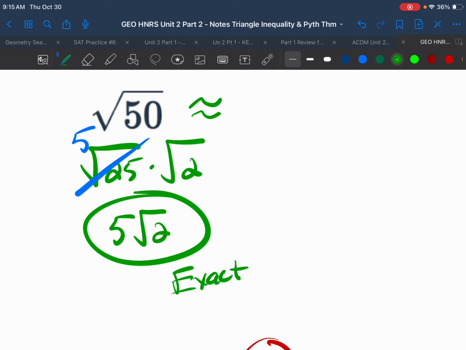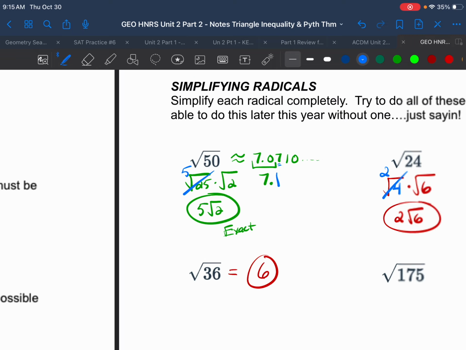This would be left exact and simplified, whereas if I just take my calculator and take the square root of 50, it's approximately 7.0710, et cetera, et cetera. So if I was rounding to the nearest tenths, I'd look to the next number, and this would be 7.1. All right, let's just try one more of these.